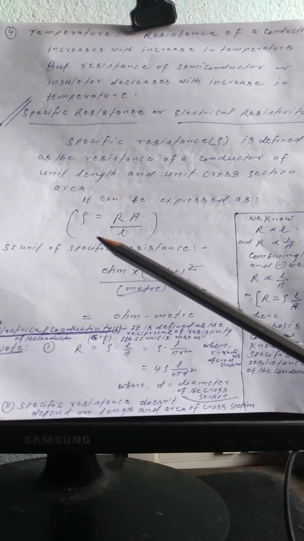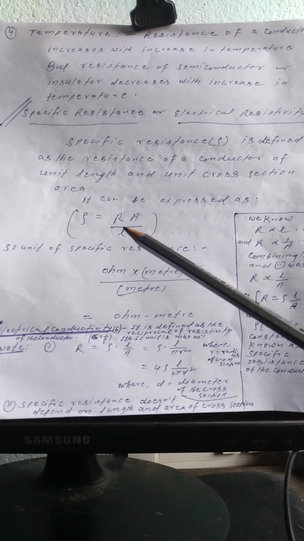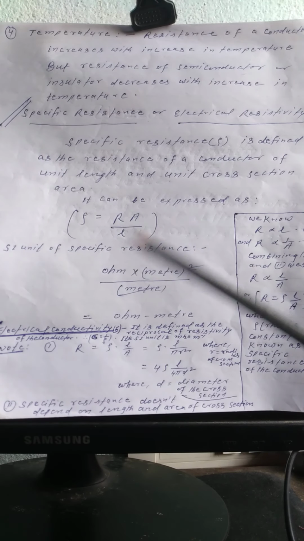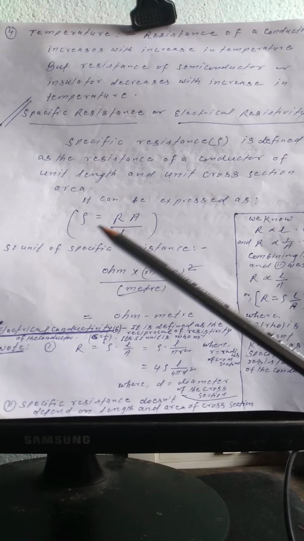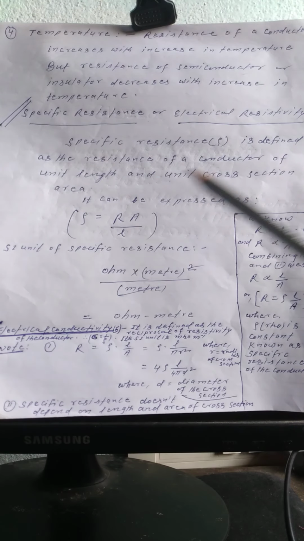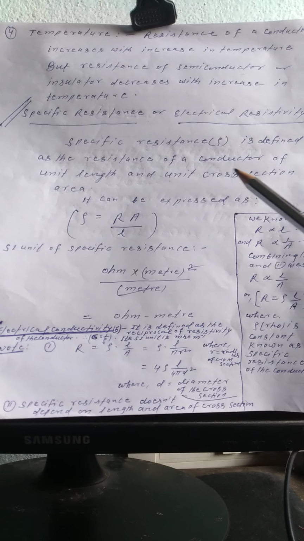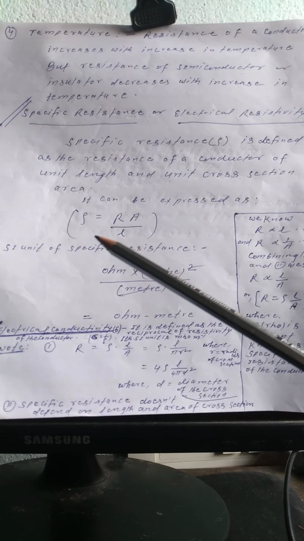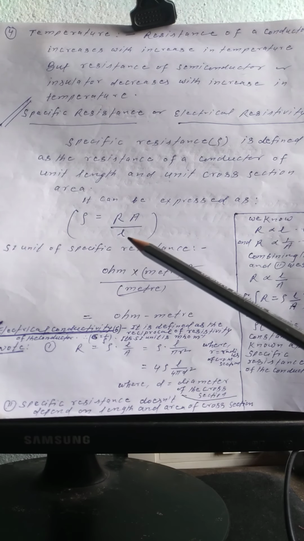So here we will write rho is equal to R into A by L. If area of cross section is 1 and length is 1, therefore rho is equal to R. So specific resistance is defined as the resistance of a conductor of unit length and unit cross section area. So it can be expressed as rho is equal to R into A by L.